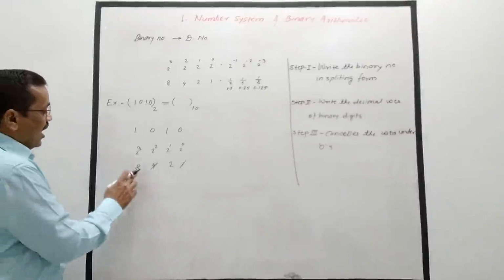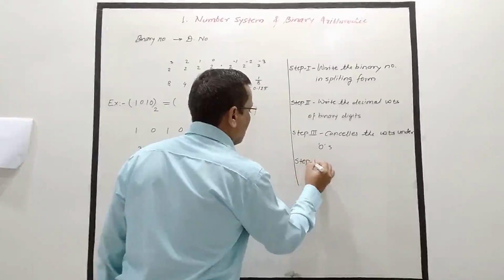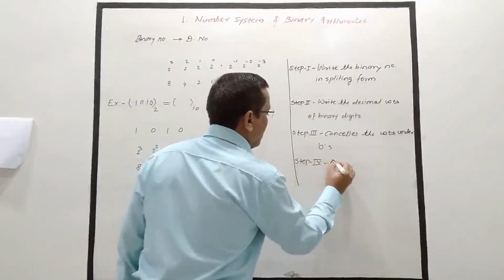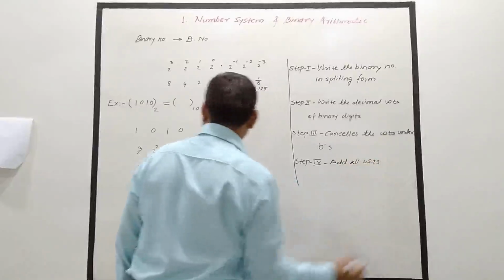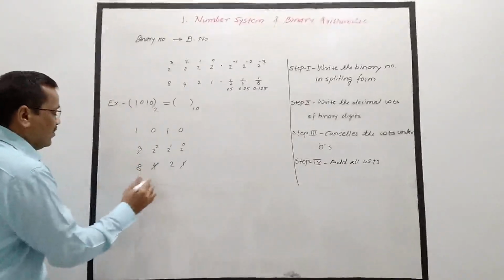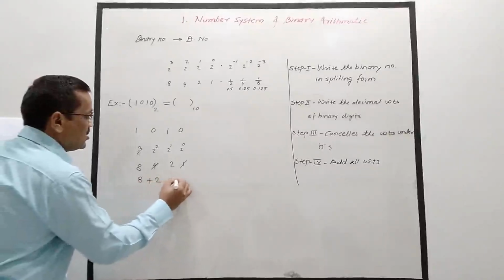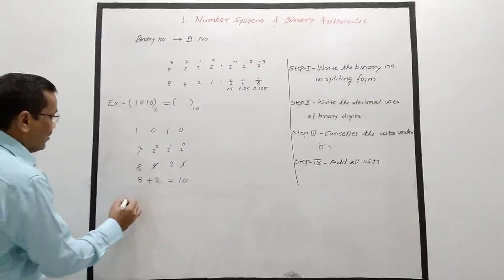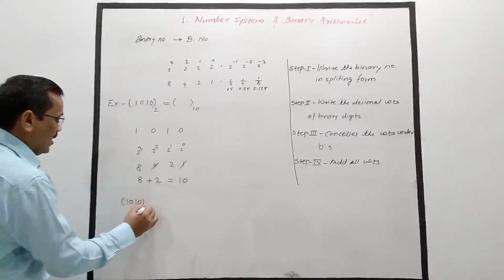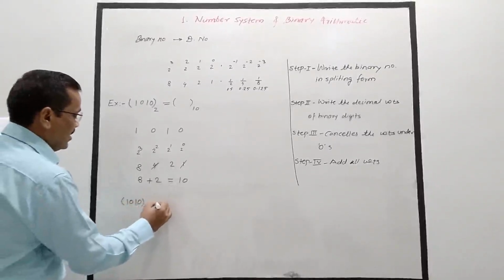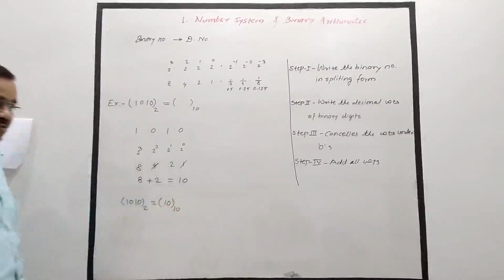So add these weights. Step 4, add all weights. So 8 plus 2 is equal to 10. That's why we can say that 1010 of binary is equal to 10 of decimal number system.